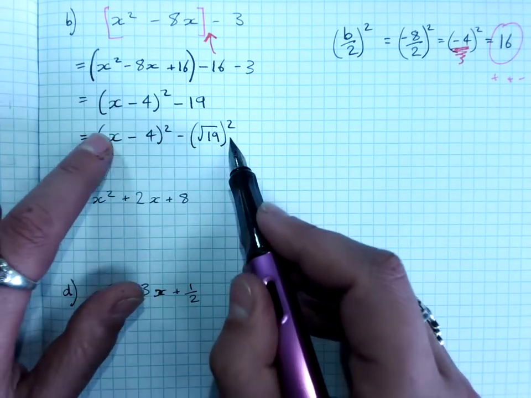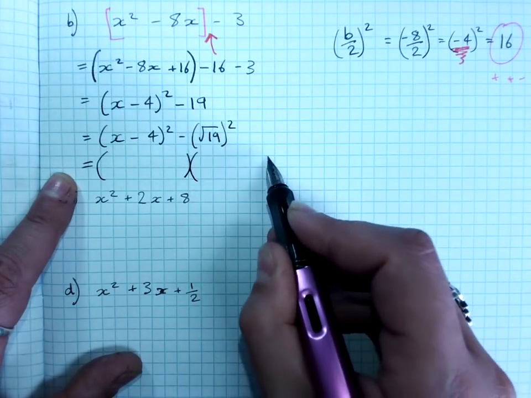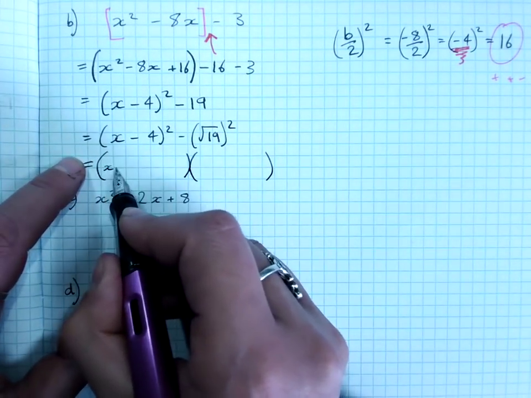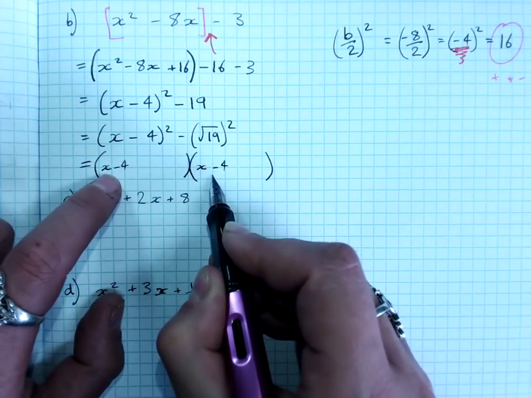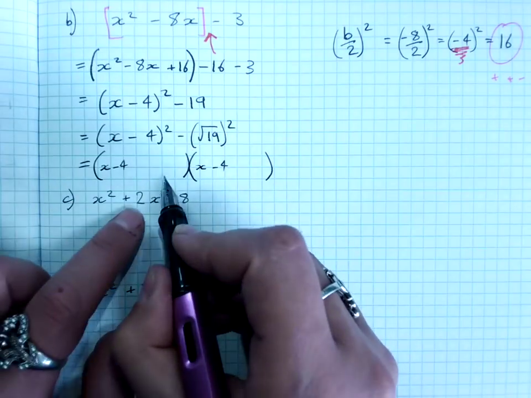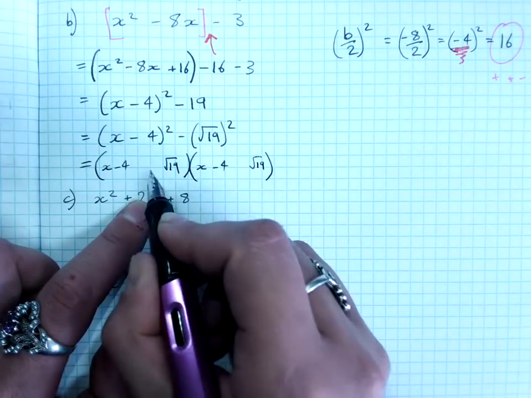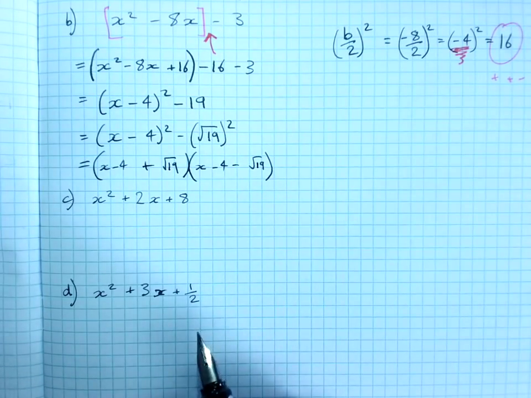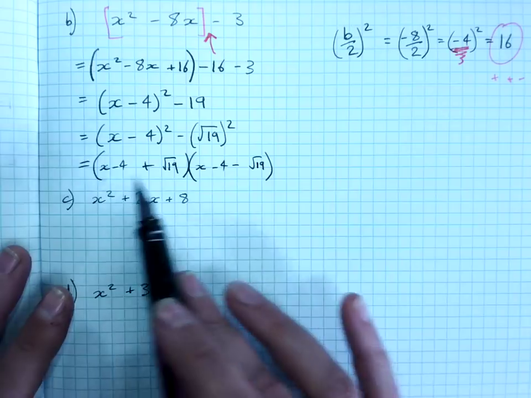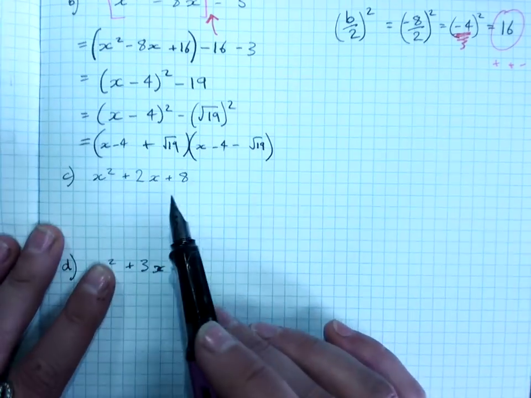And now it's a difference of perfect squares. x minus 4 is the square root of the first term. It goes at the start of the brackets. Root 19 is the square root of the second term. And it's plus and minus. You have factorized by completing the square.